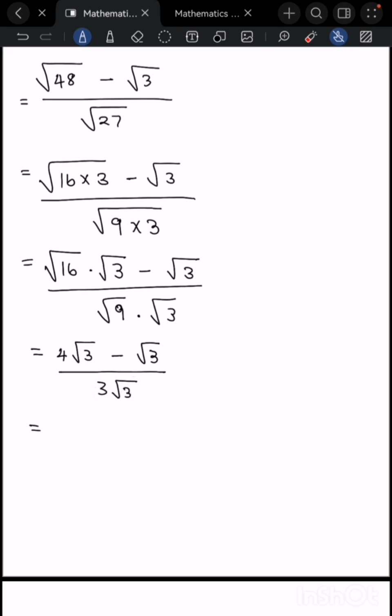Since we know now that the square root of 3 makes them like terms, it's just like at the top, 4x minus x, all divided by 3x, where x in this case is the square root of 3. It makes them all become like terms, so you can just add them or subtract them like you would normally do. So it becomes 3 square root of 3 divided by 3 square root of 3. Any number divided by itself becomes 1. That is the solution.